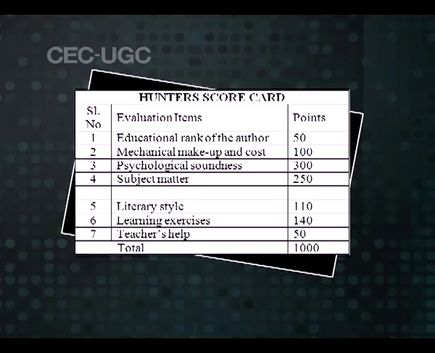Subject matter has got 250 points. Next is literary style which has got 110 points. And next is learning which has got 140 points, and the last one is teacher's help, which has got 50 points. So altogether the Hunter's scorecard consists of 1000 points.